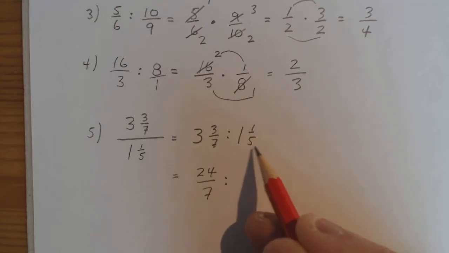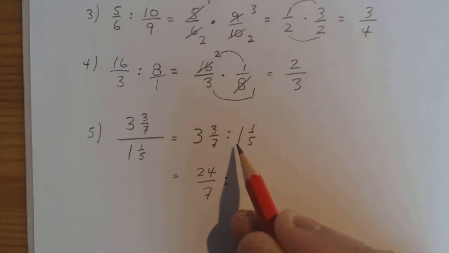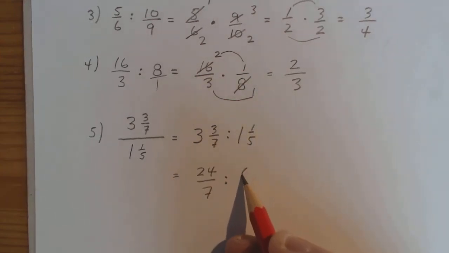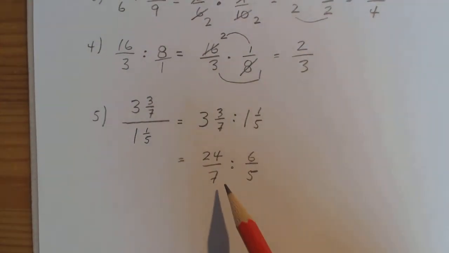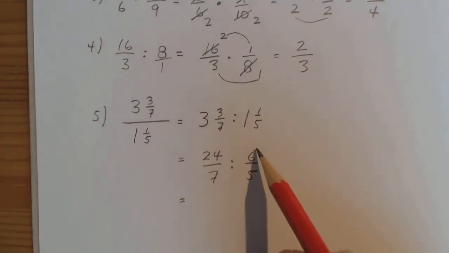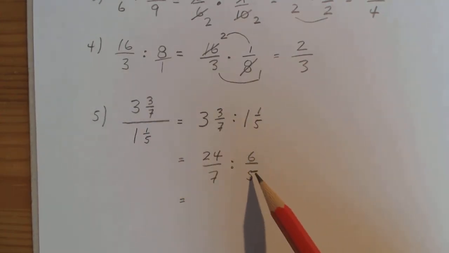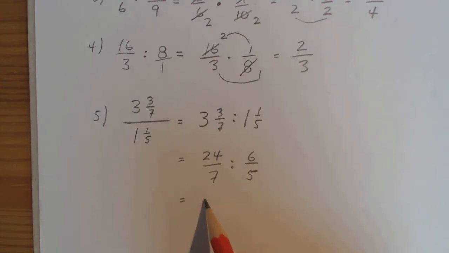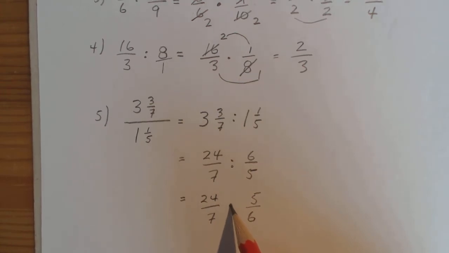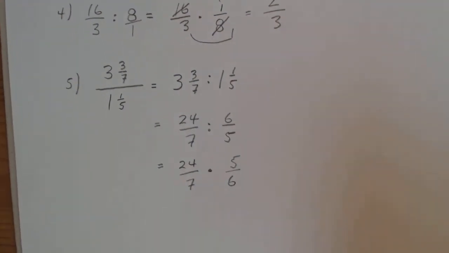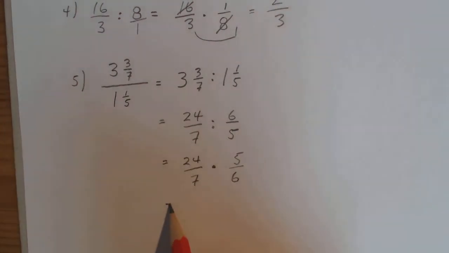Divided by, now we change this fraction to an improper fraction. We go 5 times 1 is 5, plus 1 is 6 over 5. Now you can see we can take the reciprocal of our second fraction, the fraction we are dividing by. So we turn it upside down, 6 over 5 becomes 5 over 6, and we change this operation here from division to multiplication.